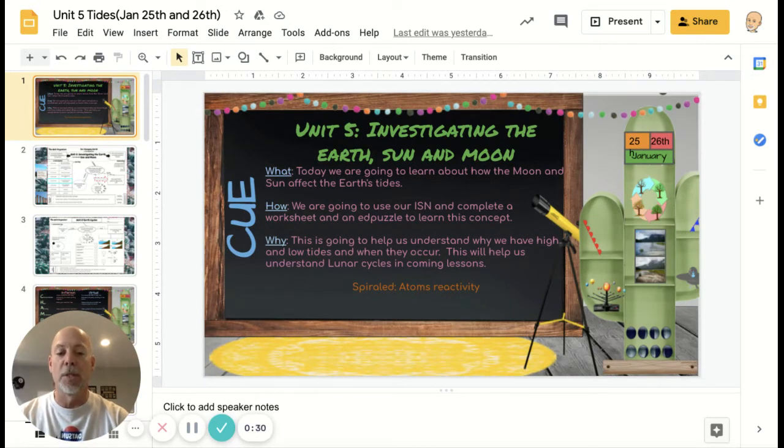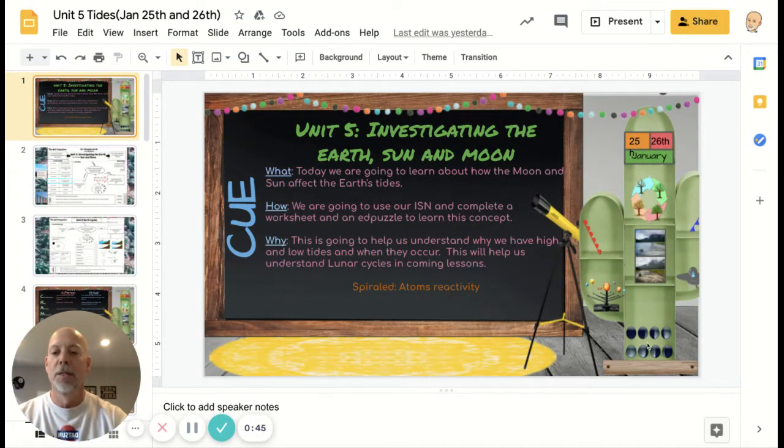Why? Well, this is going to help us understand why we have high and low tides and when they occur. This will also help us understand lunar cycles that we learned in previous lessons. You will be able to tie this into those lunar cycles.